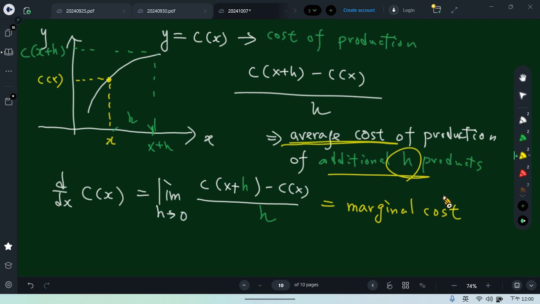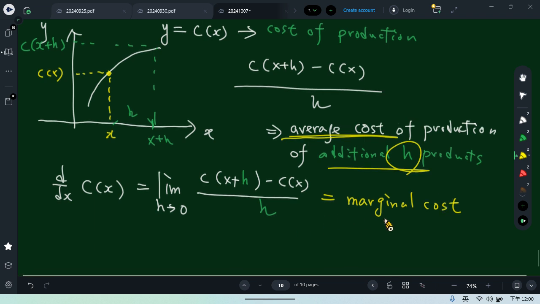Marginal cost means when you want to produce H additional products, how much you need to pay. What is the average cost? Then we will say it's a marginal cost.